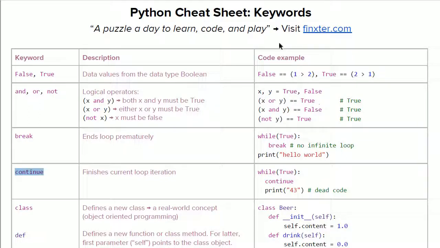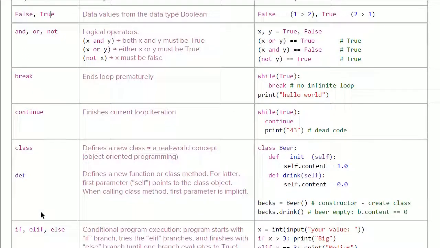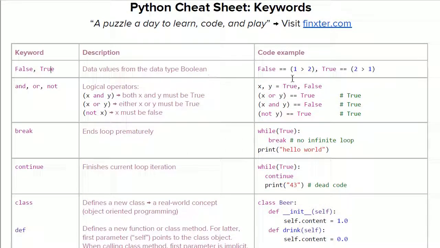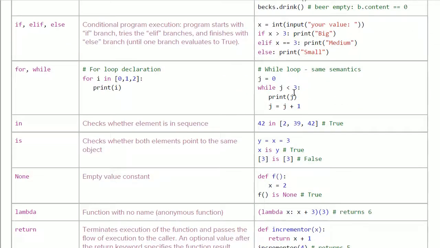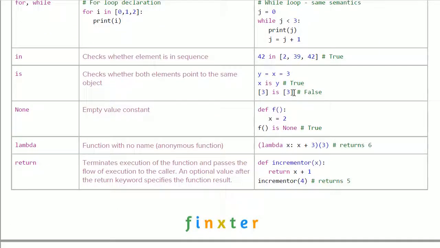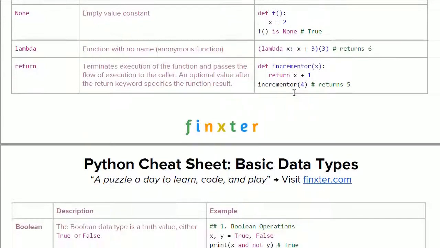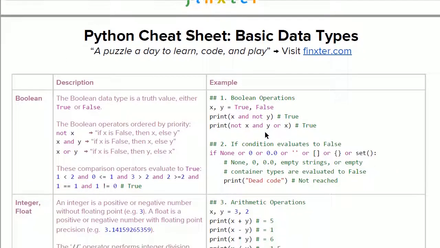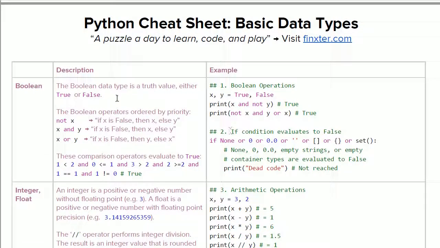Okay, the first cheat sheet is about keywords. These are reserved words by the Python programming language. Examples are False, True, and, or, not, break, continue, and so on. I will introduce all these keywords with description and the code examples. You can print out this cheat sheet and pin it to your toilet walls so that you can remember each and every keyword.